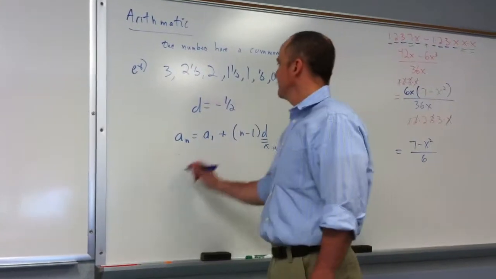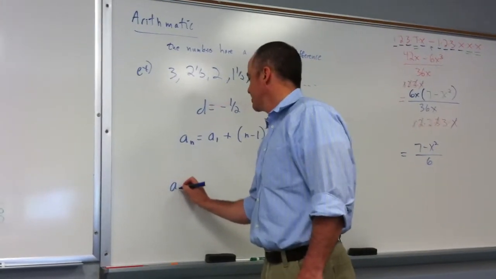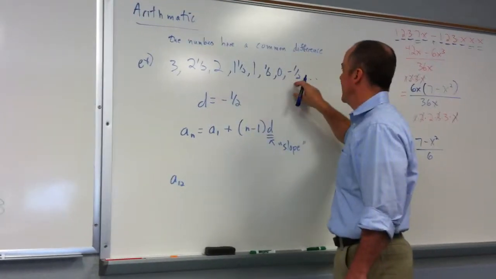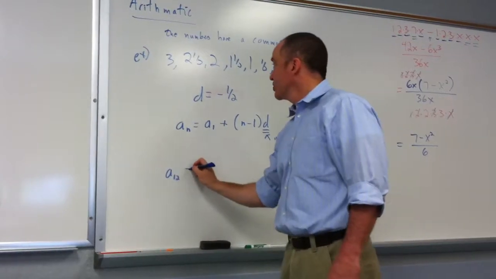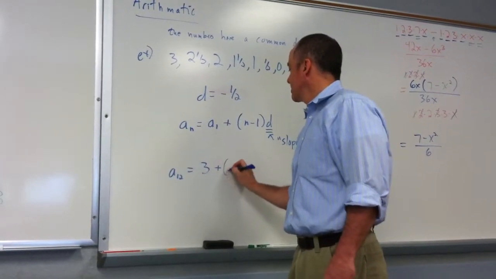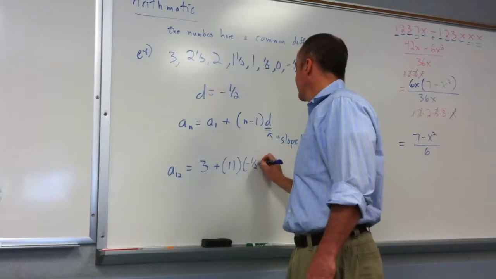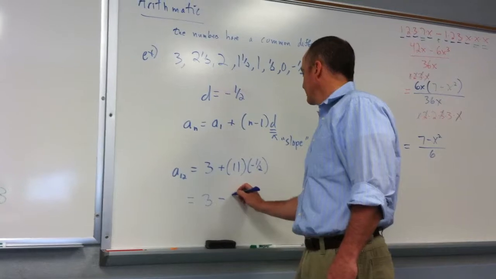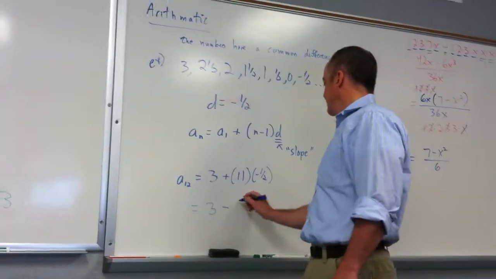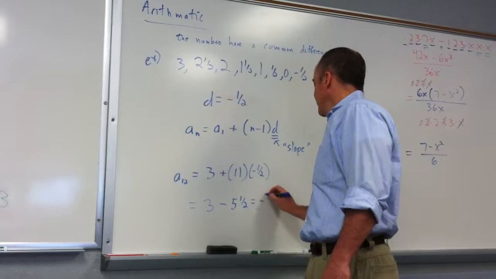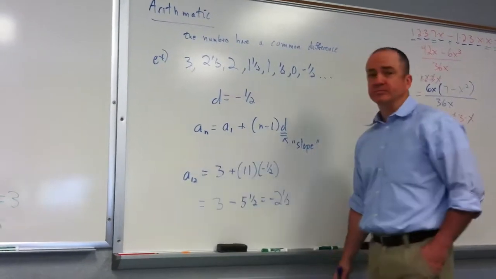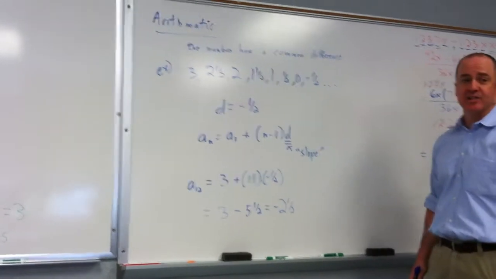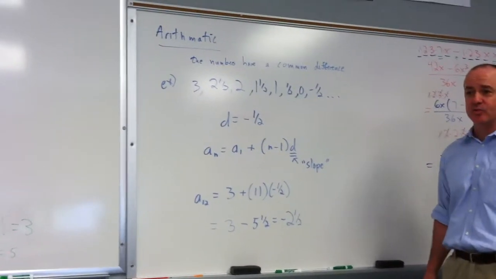So for this sequence, I can tell you right now that a sub 12, without going 1, 2, 3, 4, 5, 6, 7, 8, 4 more places, is just going to be 3 plus 11 times negative 1/2, which is 3 minus 5 and a half, or negative 2.5. If I've done my arithmetic correctly, then I know the 12th term of this arithmetic sequence without having to continue subtracting halves for the rest of my life.